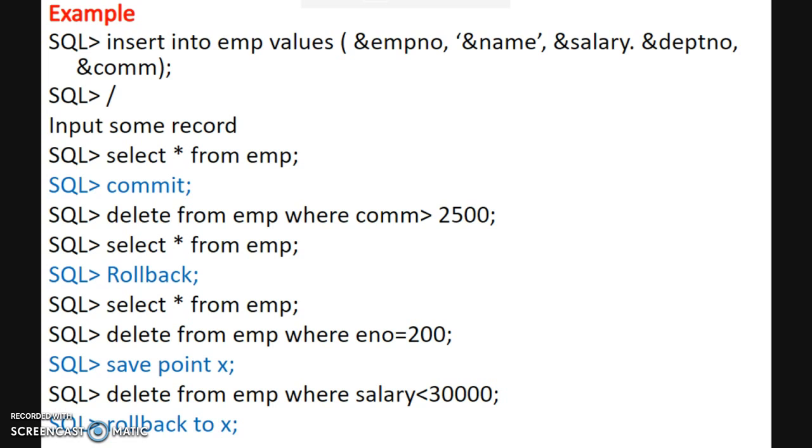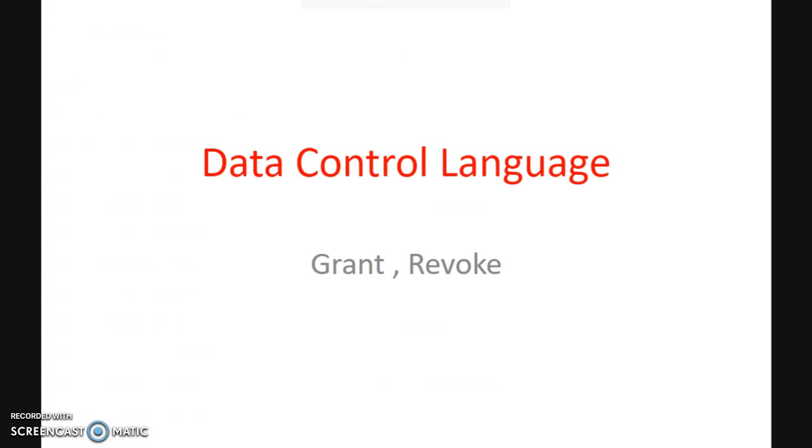Rollback. Rollback means you are going to undo the particular changes. If you made changes, that whole process will be undone. For that we are using the command known as rollback. Save point means at that particular point only we are going to save, and after that it will make some changes.